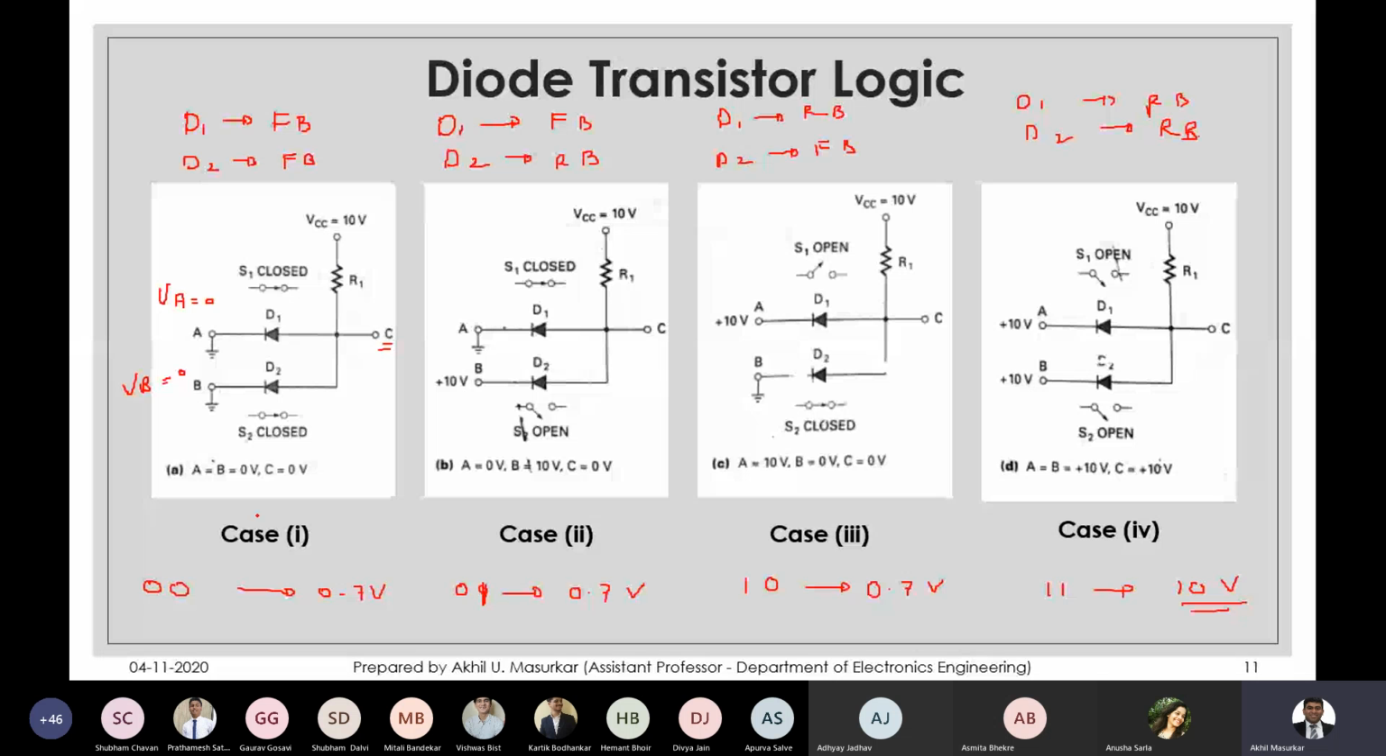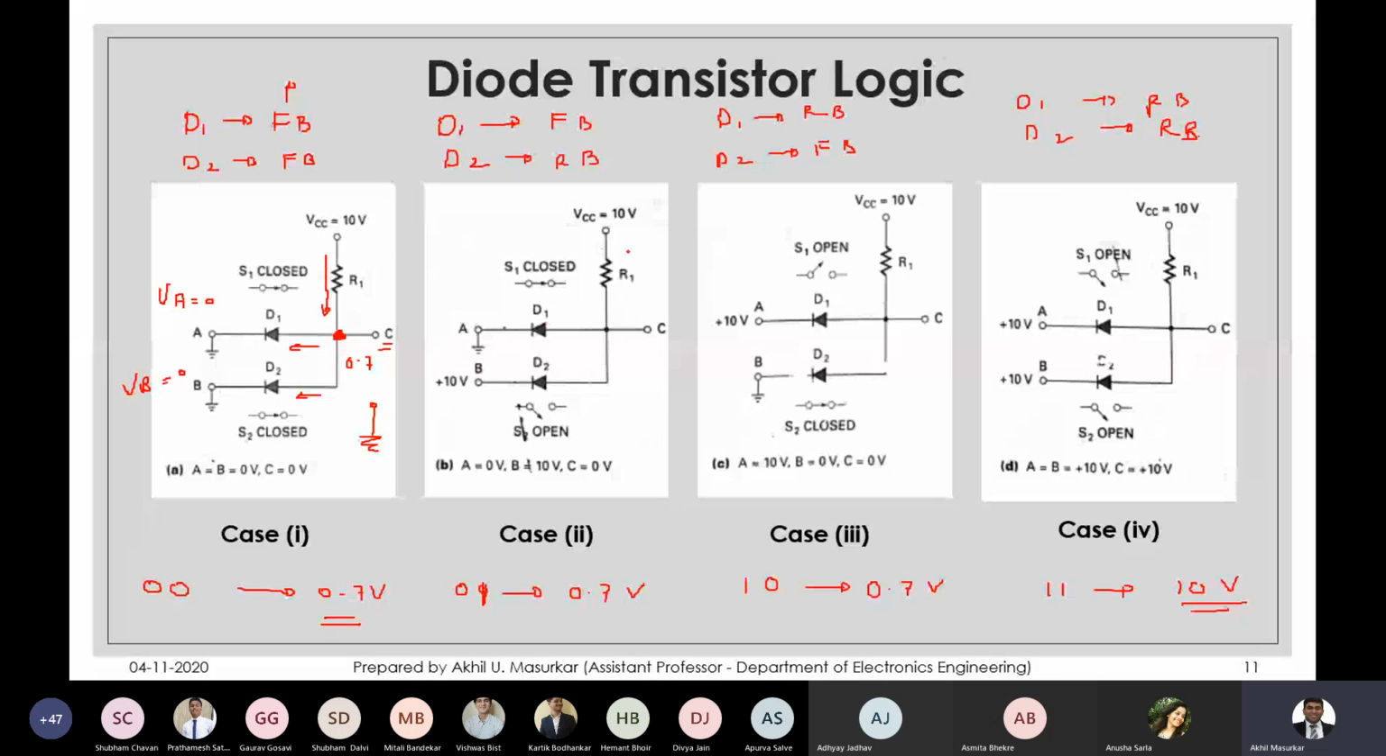Now why? If both are 0, current will start flowing and it will flow into these two diodes. As you know, when the diode is forward biased, it offers extremely low resistance and the voltage drop across the diode is going to be 0.7. And if you look at this point, we are measuring the voltage between point C and ground. So this point is at 0.7 and this is at 0, so that is why we have 0.7.